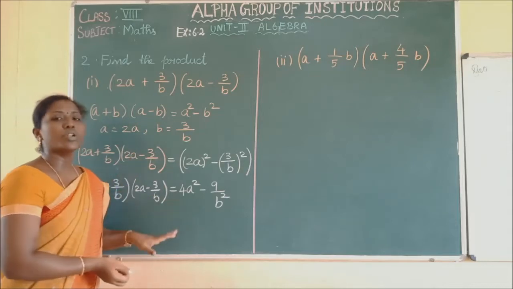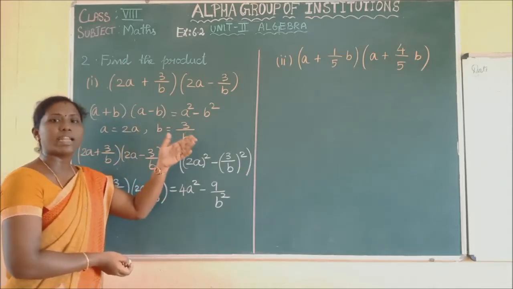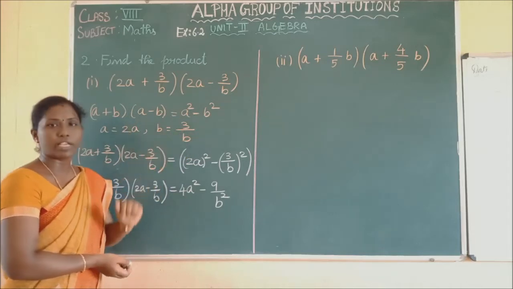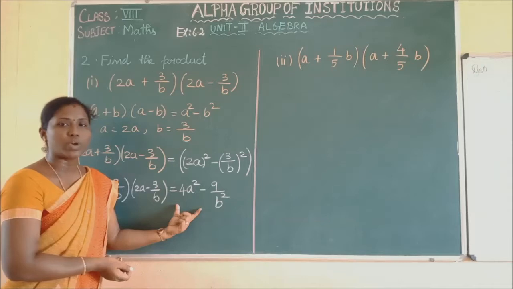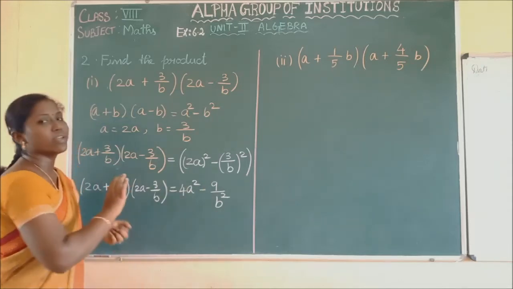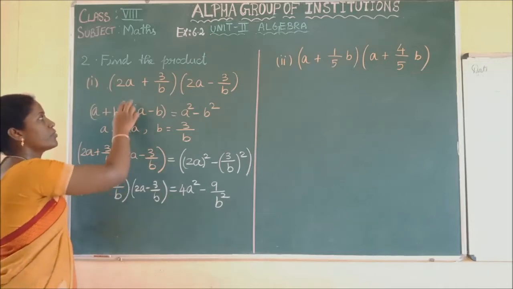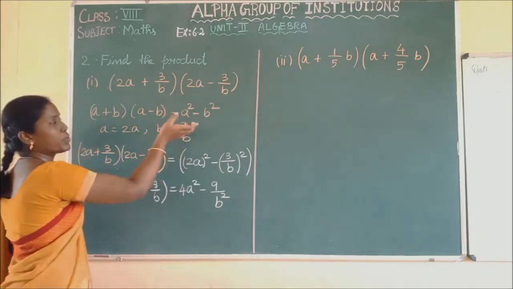Here we solved using the identity. If we started multiplying directly, going for the direct multiplication also, we would get the simplified answer like this only, 4a² minus 9/b². So whenever you find a question in the form of (a + b)(a - b), you can identify it.